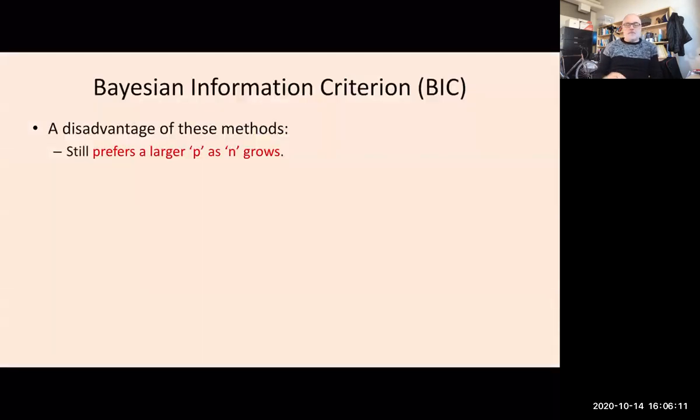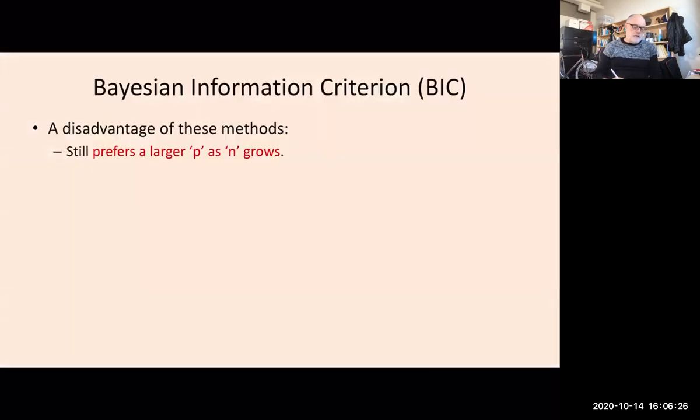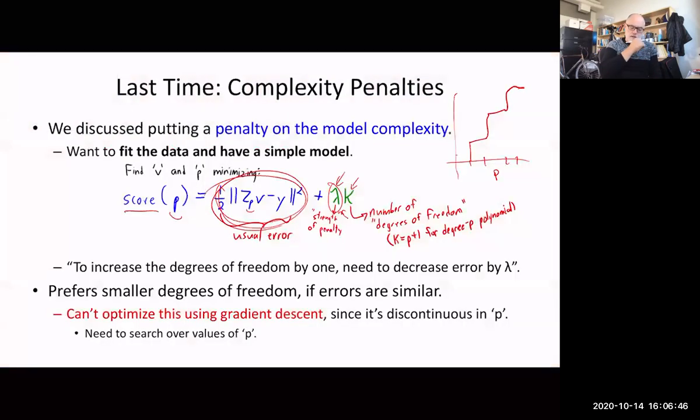There are lots of versions of the score. We talked about a few of them. One that we didn't particularly settle on, we'll talk about right now. A disadvantage of these kinds of methods is that as n grows, as the data gets more and more expressive and there's more and more noise, generally they will prefer a larger polynomial, even if the relationship is actually lower order, just because there's more data. This term will start to dominate.